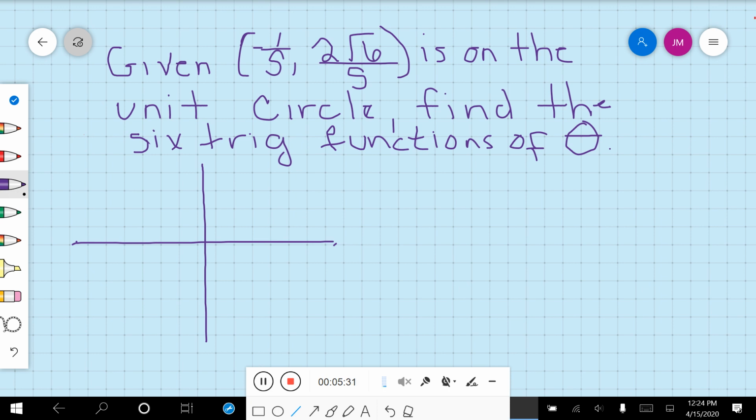Okay, and I'm going to approximate where the point negative 1/5, 2 root 6 over 5 would be on the unit circle. So let's just say it's about right here. Okay, I'm going to connect that point to the origin.